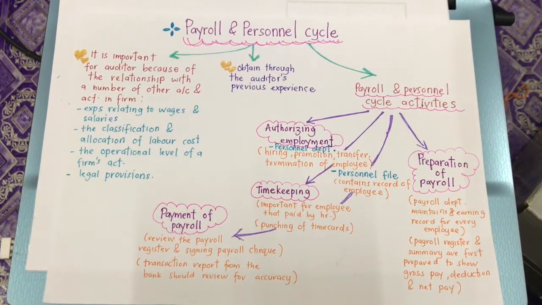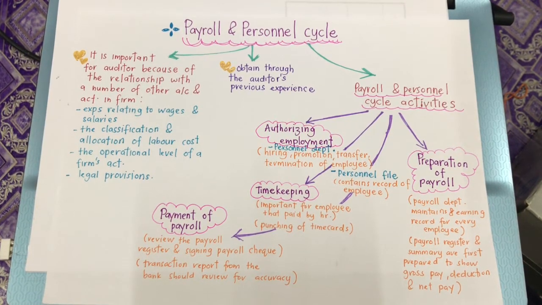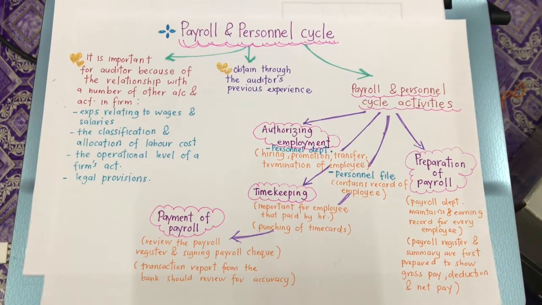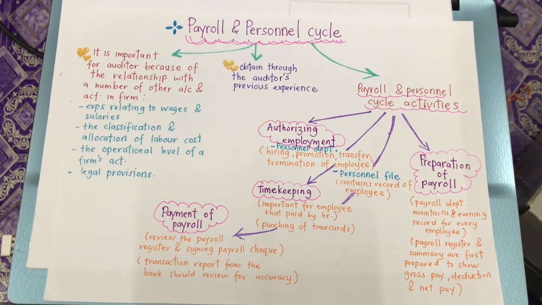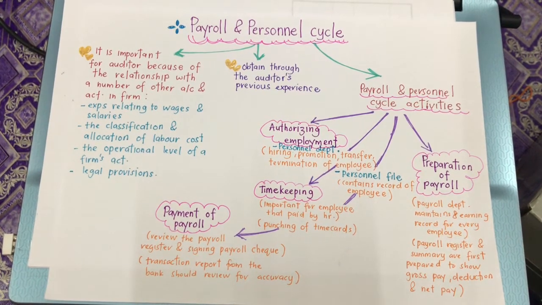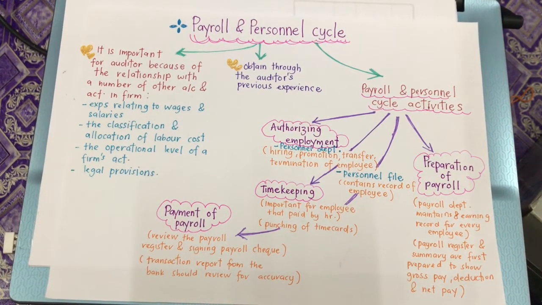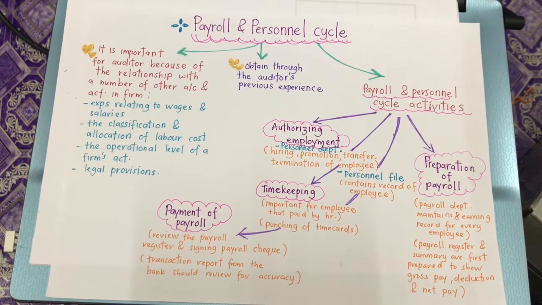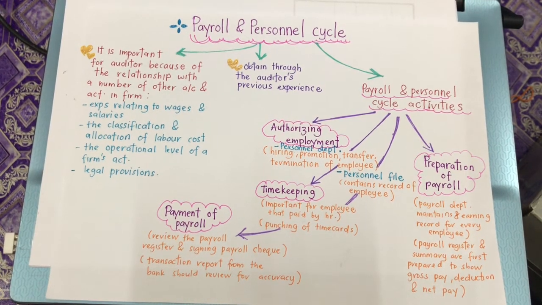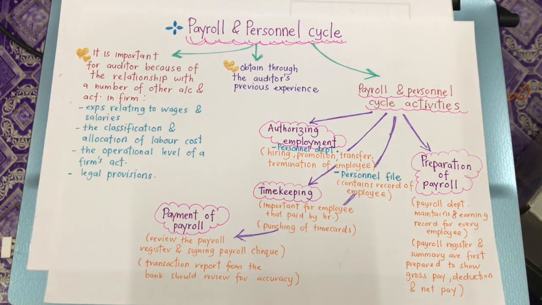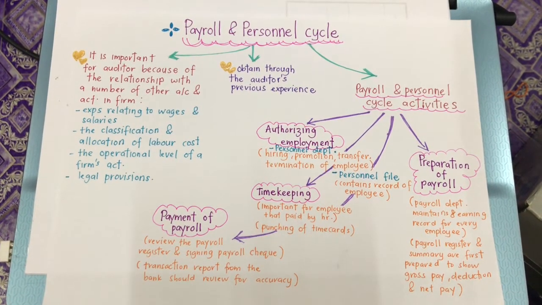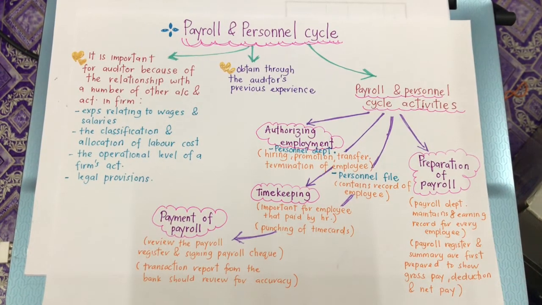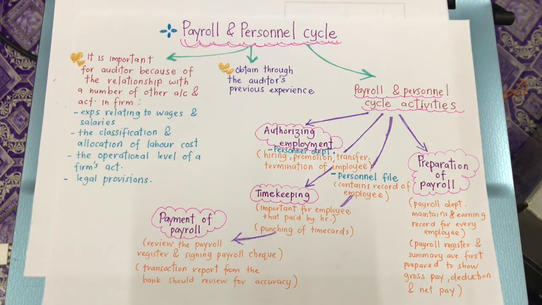There are 4 activities of payroll and personnel cycle. Number 1, authorizing employment. Personnel department is responsible for hiring, promotion, transfer, and termination of employees. It establishes procedures and policies with respect to hiring new employees. Personnel file contains records of employees. It updates for any changes in the pay rate, transfers, and promotion. A copy of the approved pay rate and authorized deduction should be transmitted to the payroll personnel.